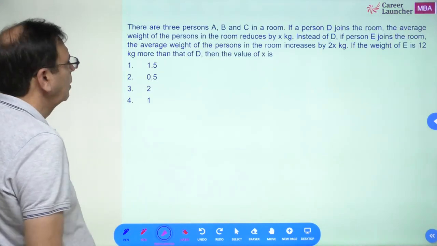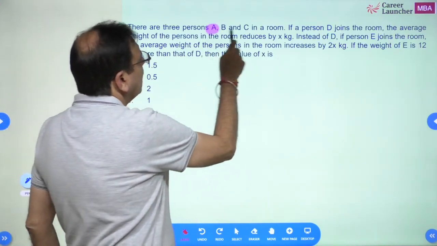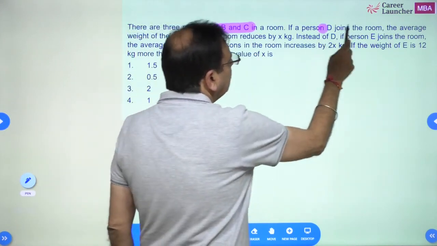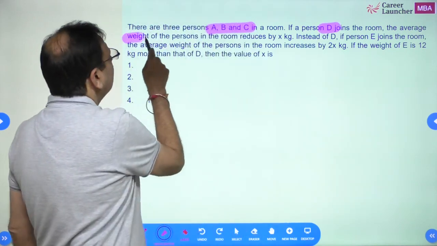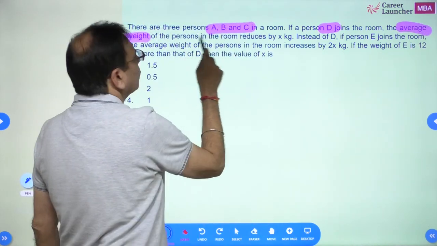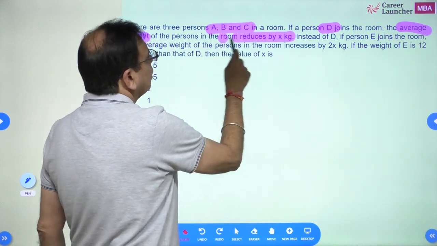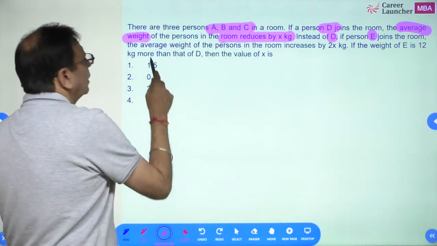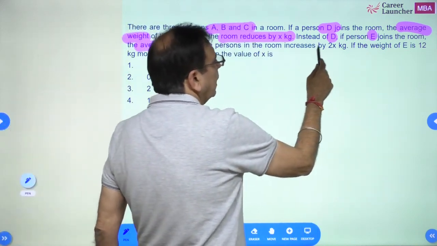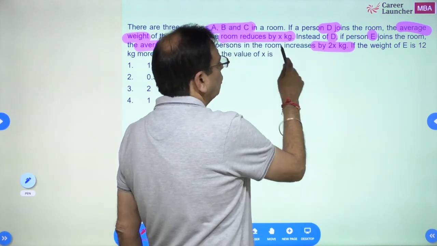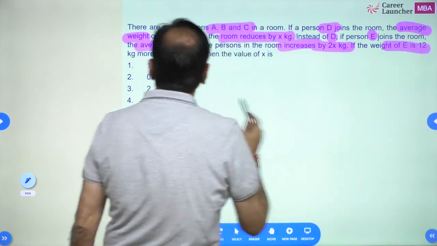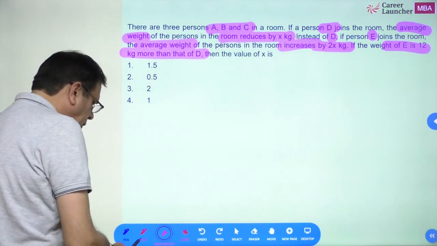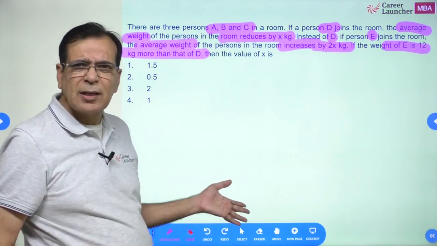Okay. Next question. There are 3 persons A, B, C in a room. If a person D joins the room, the average weight of the persons in the room reduces by x kg. Instead of D, if person E joins the room, the average weight of the persons in the room increases by 2x kg. If the weight of E is 12 kg more than D, what is the value of x? Okay. Simple average का सवाल है ना.